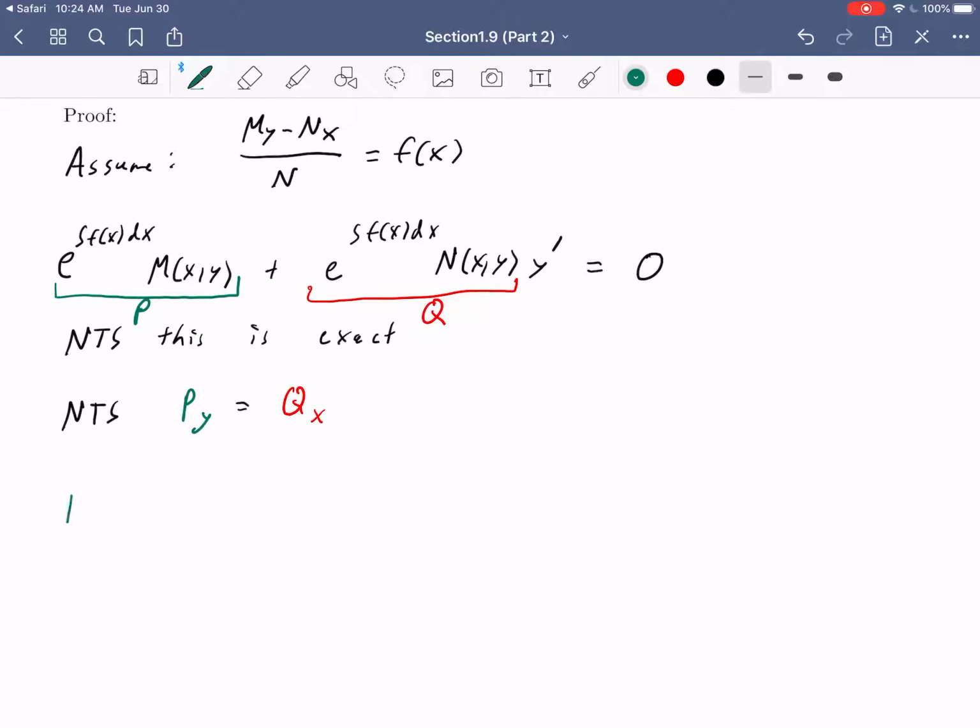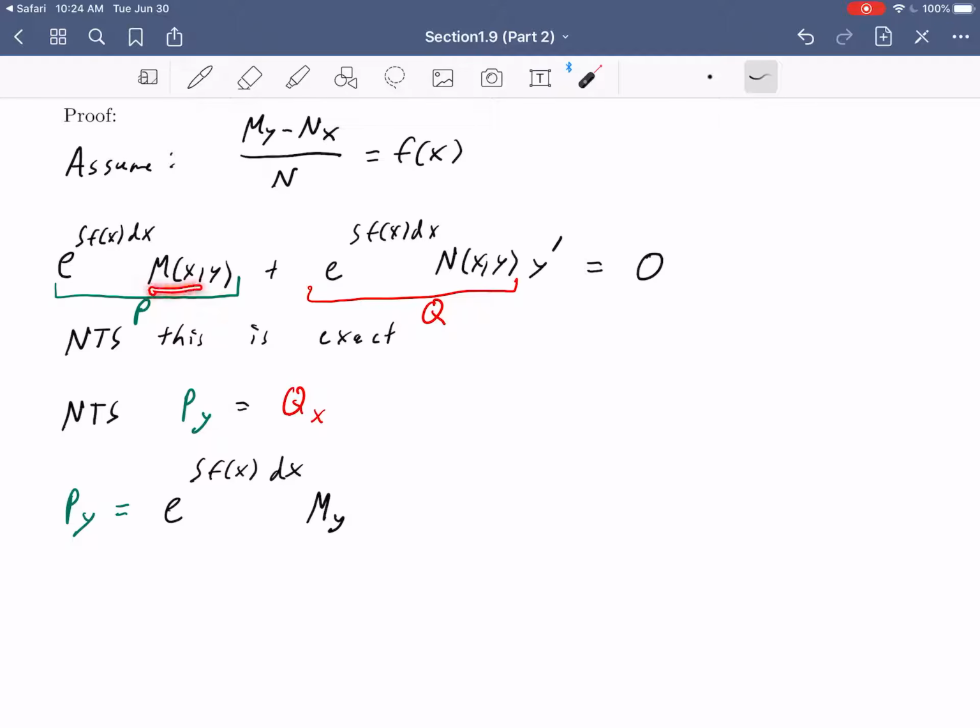So what can we say about the partial with respect to y for this P function? Well, we're differentiating this with respect to y. That's not an issue, because if we're treating x as a constant and y as our variable, this is just a constant. So we'll just differentiate that, and the best we can say about that is we get e to the integral f of x dx times M_y there, excuse me. So why is that? Well, again, if you're doing the partial with respect to y, you're treating x as a constant. This is a constant.